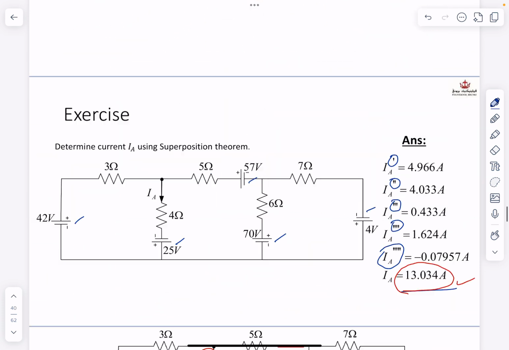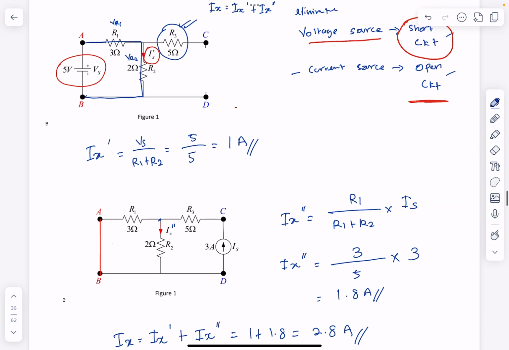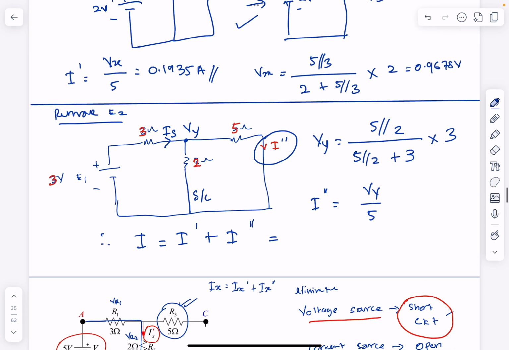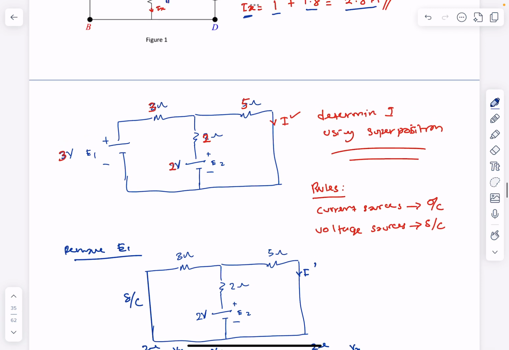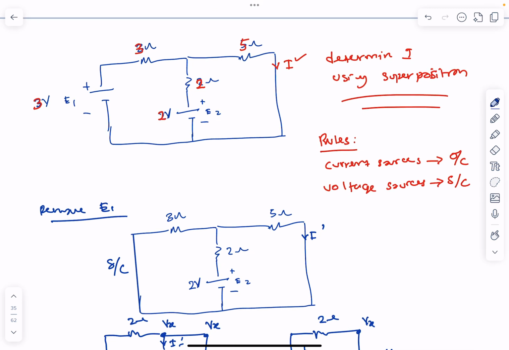Okay, so let's try another example. This circuit above is quite difficult, so let's try this example. In this example, you have two voltage sources, which are E1 and E2. Now you need to find I here using superposition.